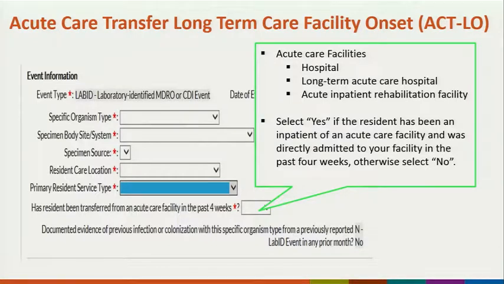A quick note on the acute care transfer long-term care facility onset. This question is found on the event information section of the resident event page of NHSN. And acute care facilities are hospitals, long-term care acute hospitals, and acute inpatient rehabilitation facilities. The question will ask whether the resident has been transferred from an acute care facility in the past 4 weeks. You would select yes if the patient was directly admitted into your facility from an acute care facility. Otherwise, you would select no.